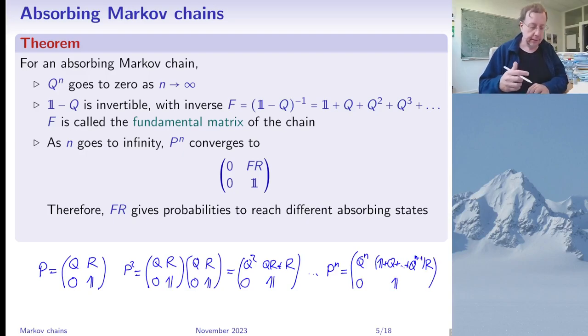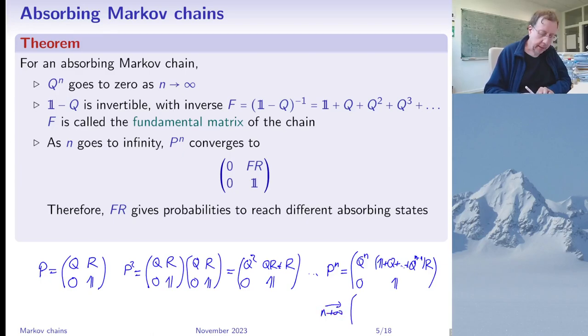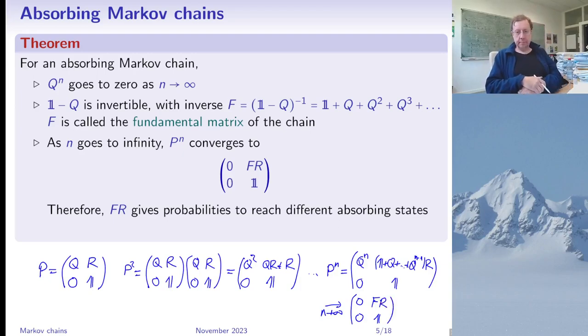And you see that as n goes to infinity, Q to the n, we've seen, goes to 0, and here I keep 0 and identity, and this sum will converge to the fundamental matrix F, so I get F times R. And therefore FR gives probabilities to reach the different absorbing states.